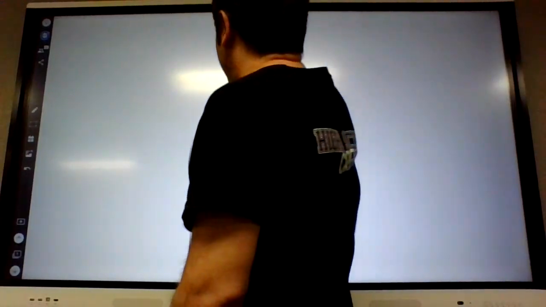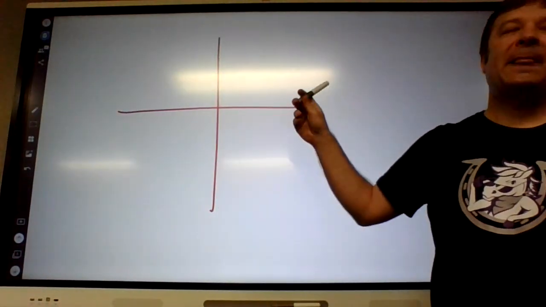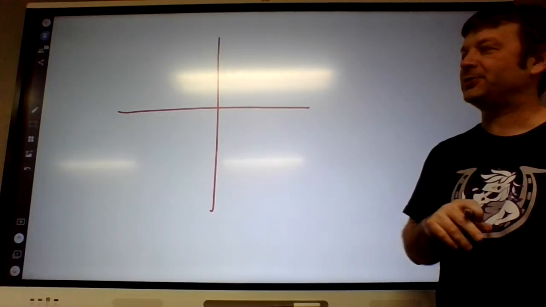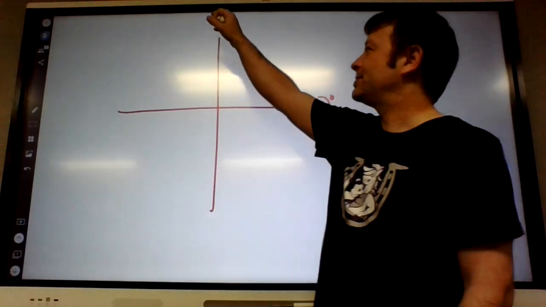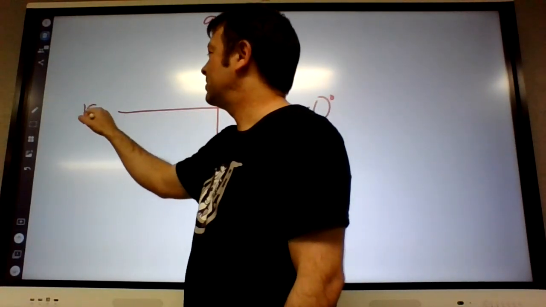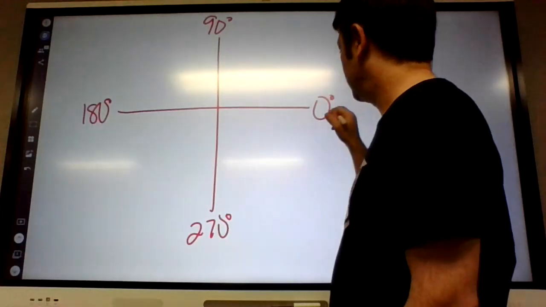So yesterday we talked about angles. Okay, where was 0 degrees on the XY coordinate? On the right. Okay, which made this 90. 90. 180. 270.